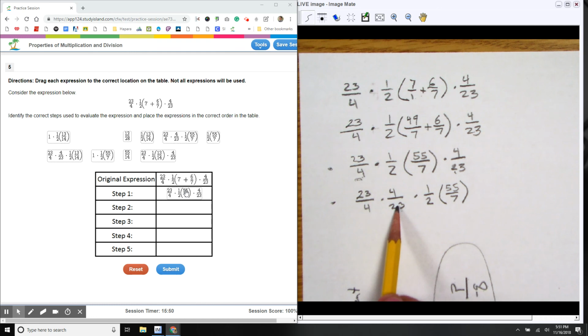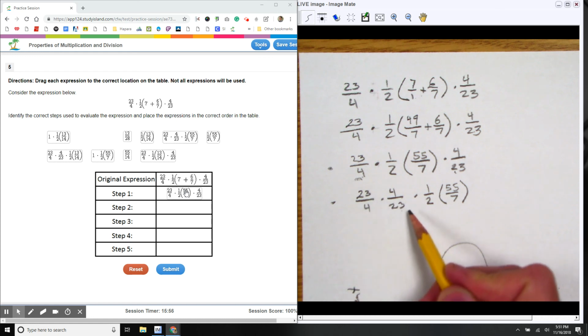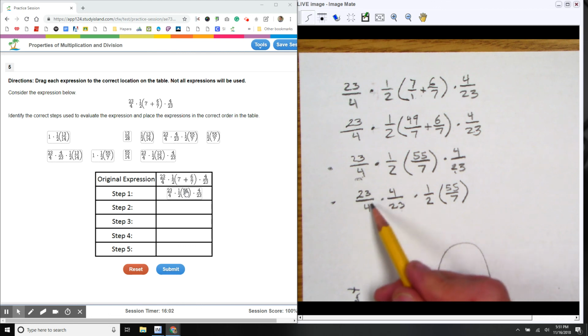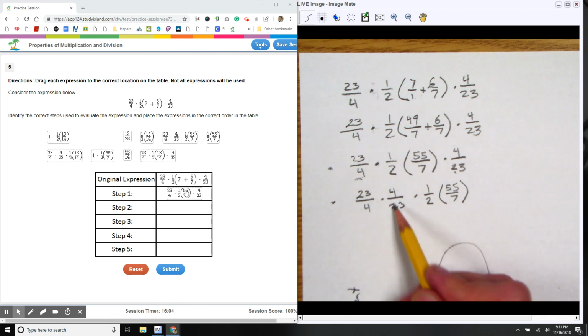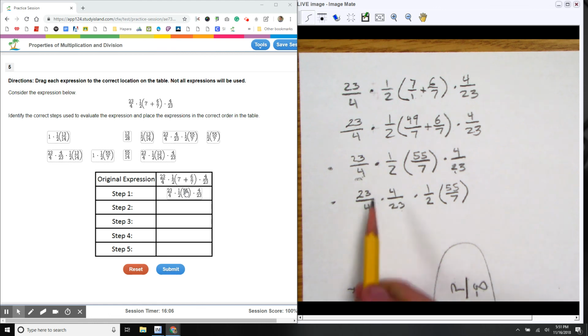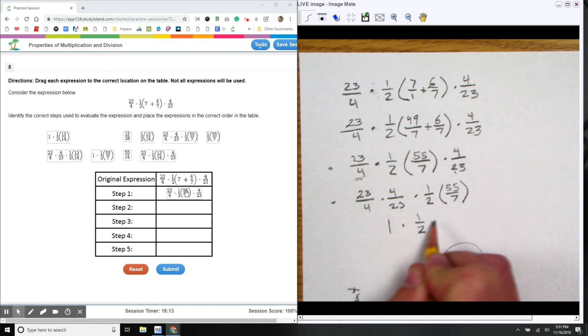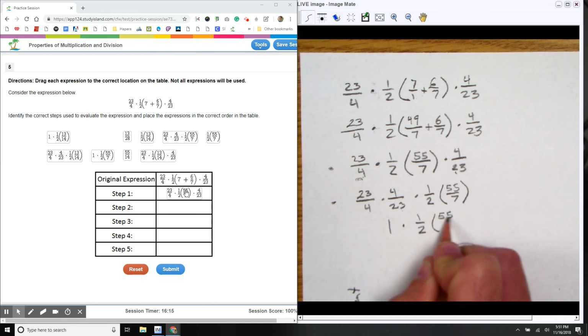They're going to divide. That makes 1. 4 and 4. They're going to make 1. Anytime you multiply a fraction by its reciprocal, the answer is 1. The reciprocal of a fraction is that fraction flipped over. So 23/4 and 4/23 are reciprocals of one another. If you multiply a fraction by its reciprocal, the answer is 1. So we would get 1 times 1/2 times 55/7.